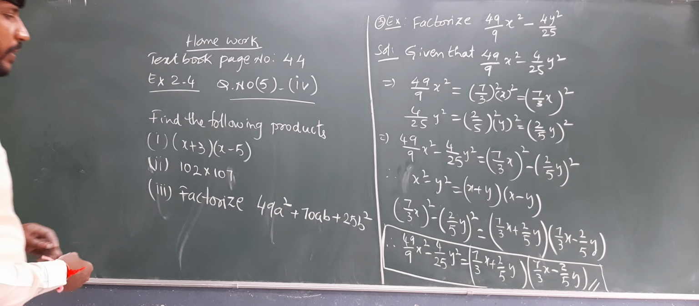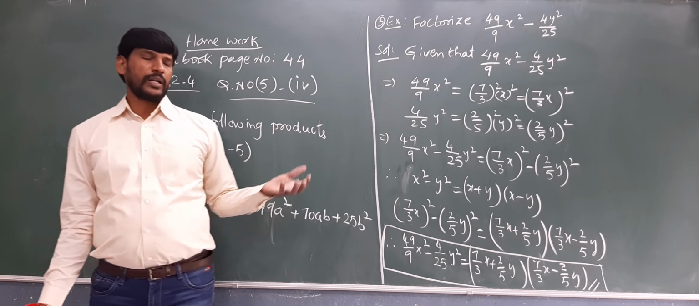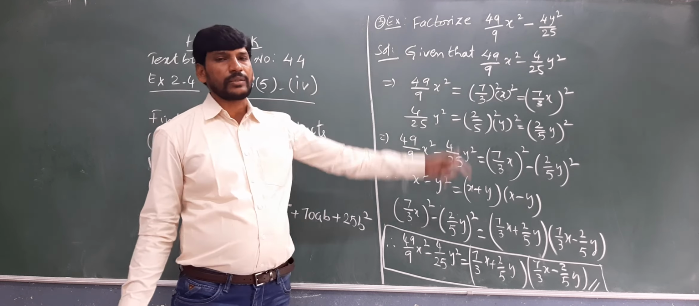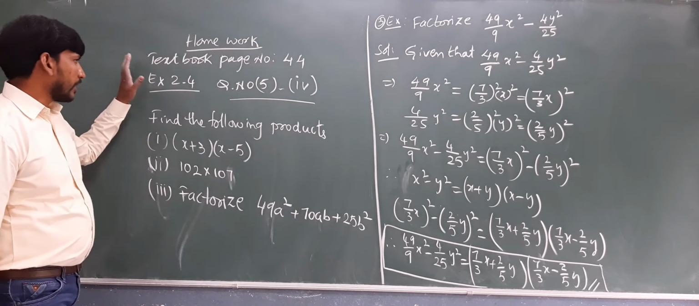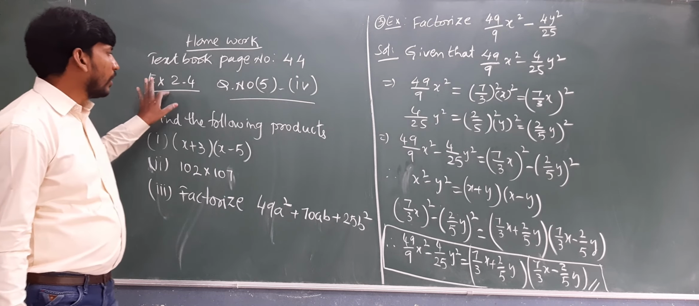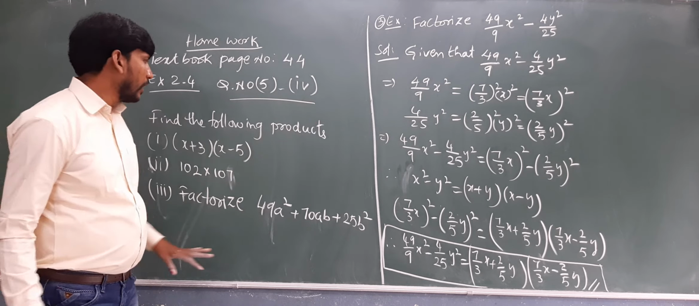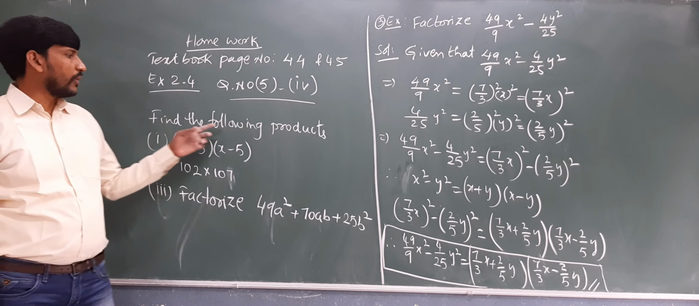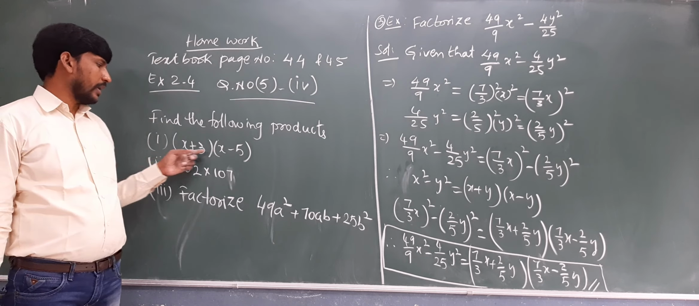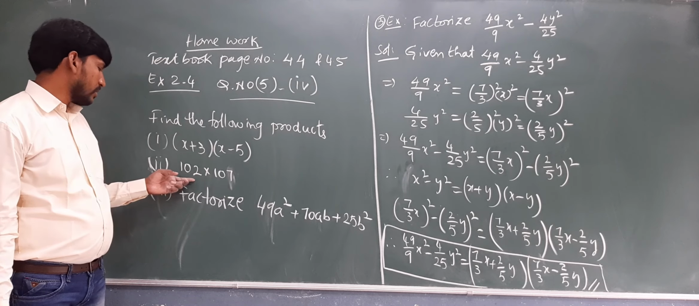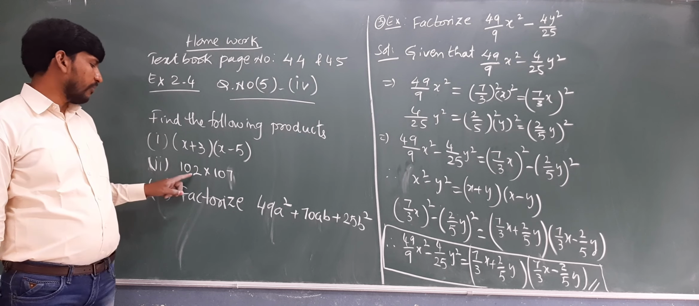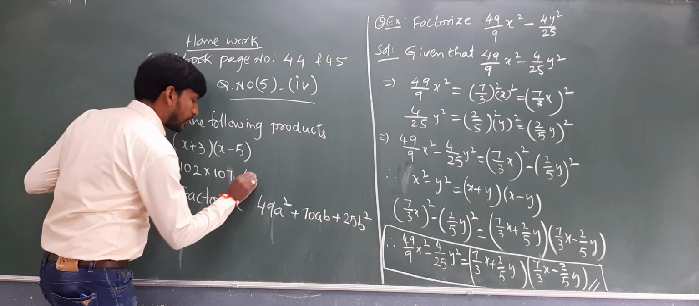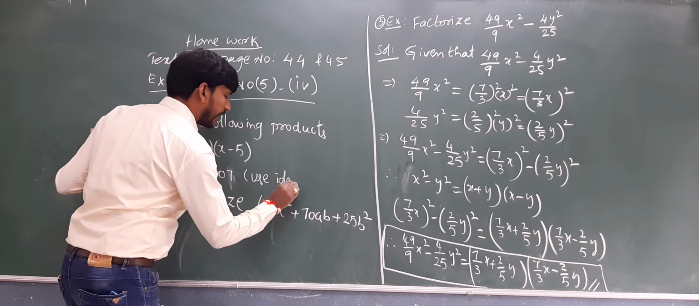Now, children, I hope you understood today's class on how to factorize the polynomial, as well as some algebraic identities. We discussed four identities today, and some examples also. Here is your homework: textbook page number 44, exercise 2.4, question number 5, fourth bit, and page number 45 also. Find the following products. First question is x plus 3 into x minus 5. Another question: find the product of 102 into 105 without multiplying directly. You have to use the identity only.